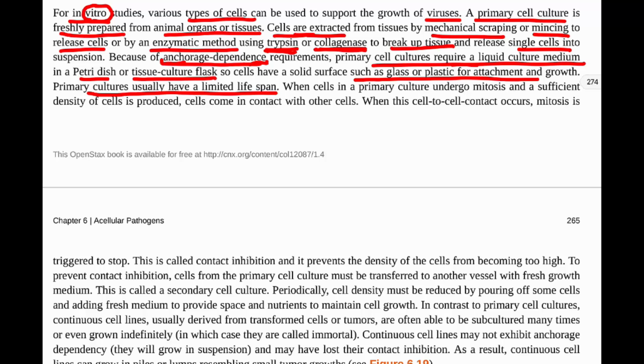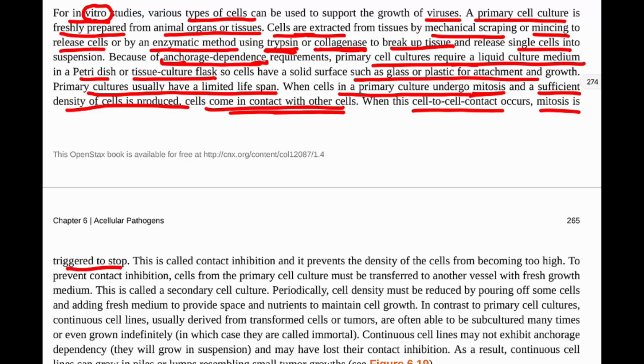When the cells in the primary culture undergo mitosis and a sufficient density of cells is produced, they will spread and spread as each cell undergoes mitosis, making daughter cells over and over again. Then they come in contact with the next cell over. When they come in contact with other cells, which is called cell-to-cell contact, mitosis is triggered to stop. So we can put a certain number of cells in there.